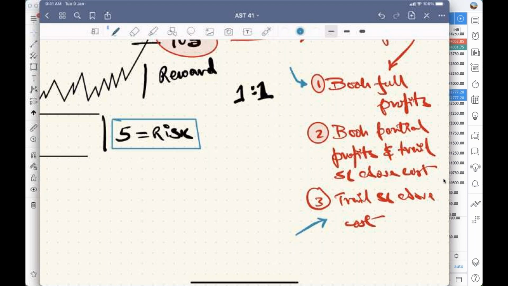Now reverse the situation. Let's say you're sitting on very good profits. You had a great run over the last 1 week, and on Monday you got a good trade and it's also showing some profits. You're already sitting on good profits. What would you like to do? Okay, let's trail the stop loss and see how much more profit I can make, because you're already sitting on good profits.